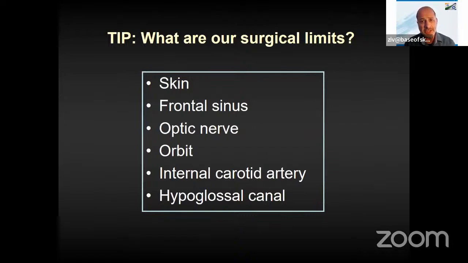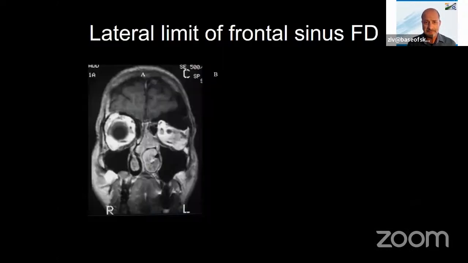What are the surgical limits when we use an endoscopic approach? Obviously, skin involvement, frontal sinus lateral or superior, that cannot be accessed through our endoscopic tools, optic nerves, infiltration of the orbit, where we still cannot perform orbital exenteration endoscopically, internal carotid artery, and down to the hypoglossal canal.